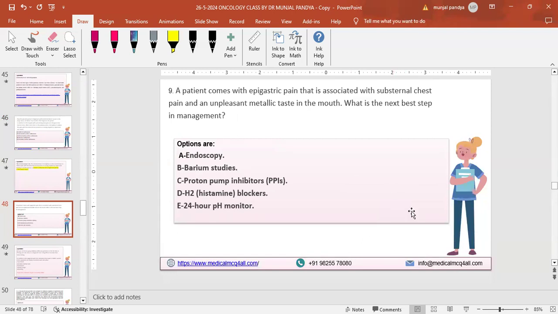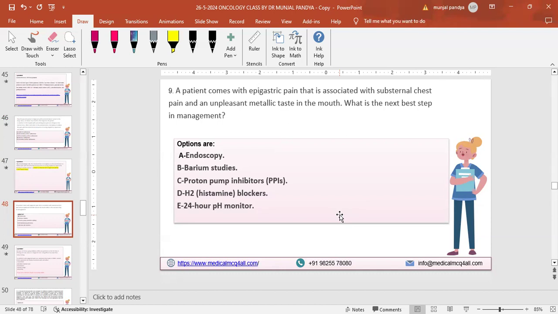Yes, sir. PPI, proton pump inhibitor, is the first line. What is the diagnosis? Peptic ulcer disease, maybe. So how did you get to know this is peptic ulcer disease? What point favors peptic ulcer disease? Yeah, sir, tell me. Epigastric pain and the metallic taste in the mouth.